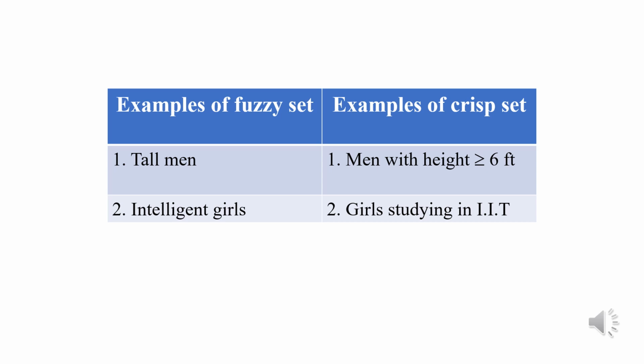Here some more examples are given for fuzzy set and crisp set. In example 1, tall men is the fuzzy set, where tall gives us the vagueness, whereas boundary is very sharp in crisp set, which says that if the height of a man is 6 feet or more than 6 feet, he will be considered as tall man. In example 2, intelligent girls is the fuzzy set, where intelligent gives us the vagueness, whereas in crisp set, the boundary is sharp, which says that the girls studying in IIT will be considered as intelligent girls.